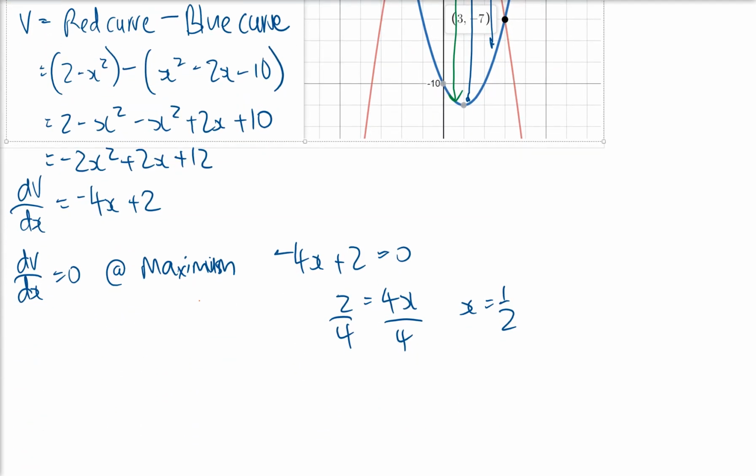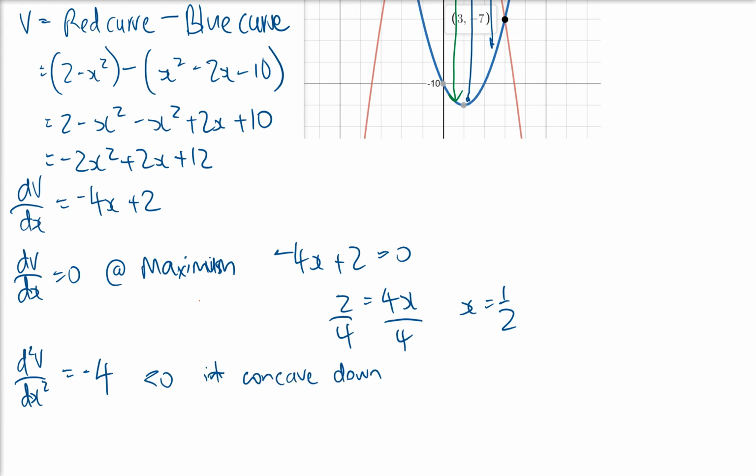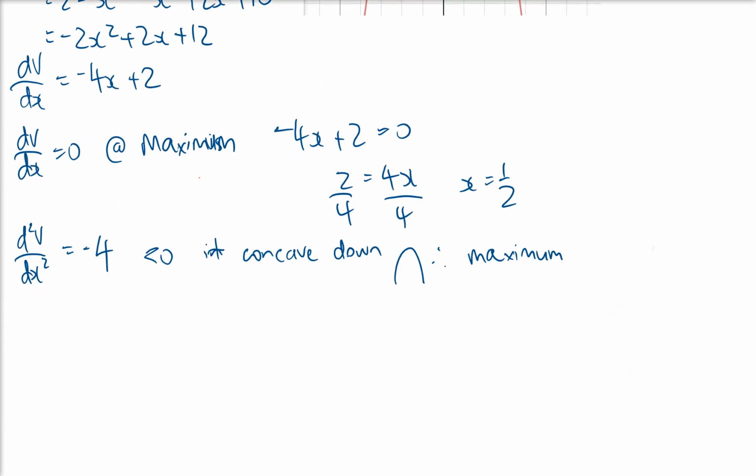Now, you could differentiate this a second time. If I differentiate that a second time, because that is less than 0, it is concave down, therefore it is a maximum. That's just me proving that it is a maximum, because it could be a minimum or it could be a maximum. You will have to prove them eventually. But what's the maximum vertical distance is the question.